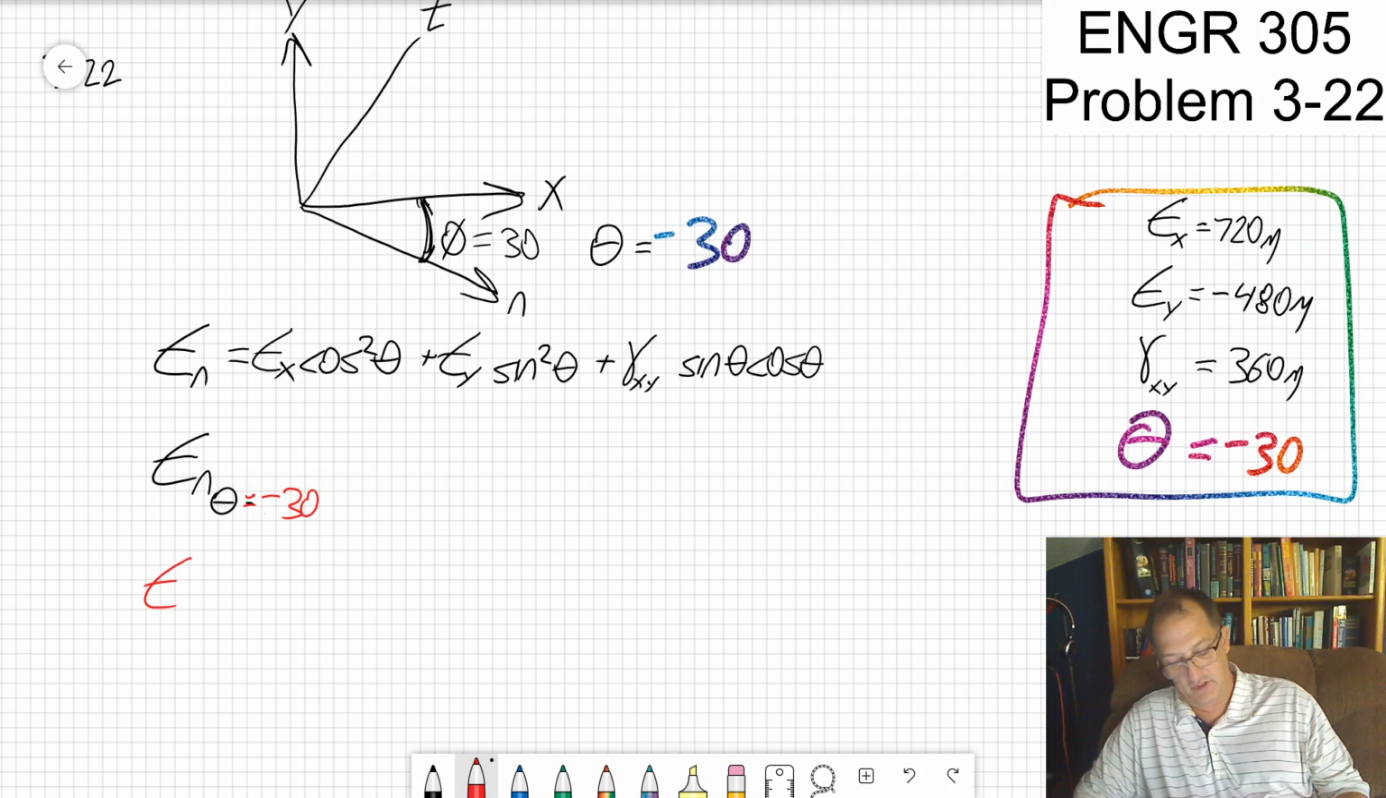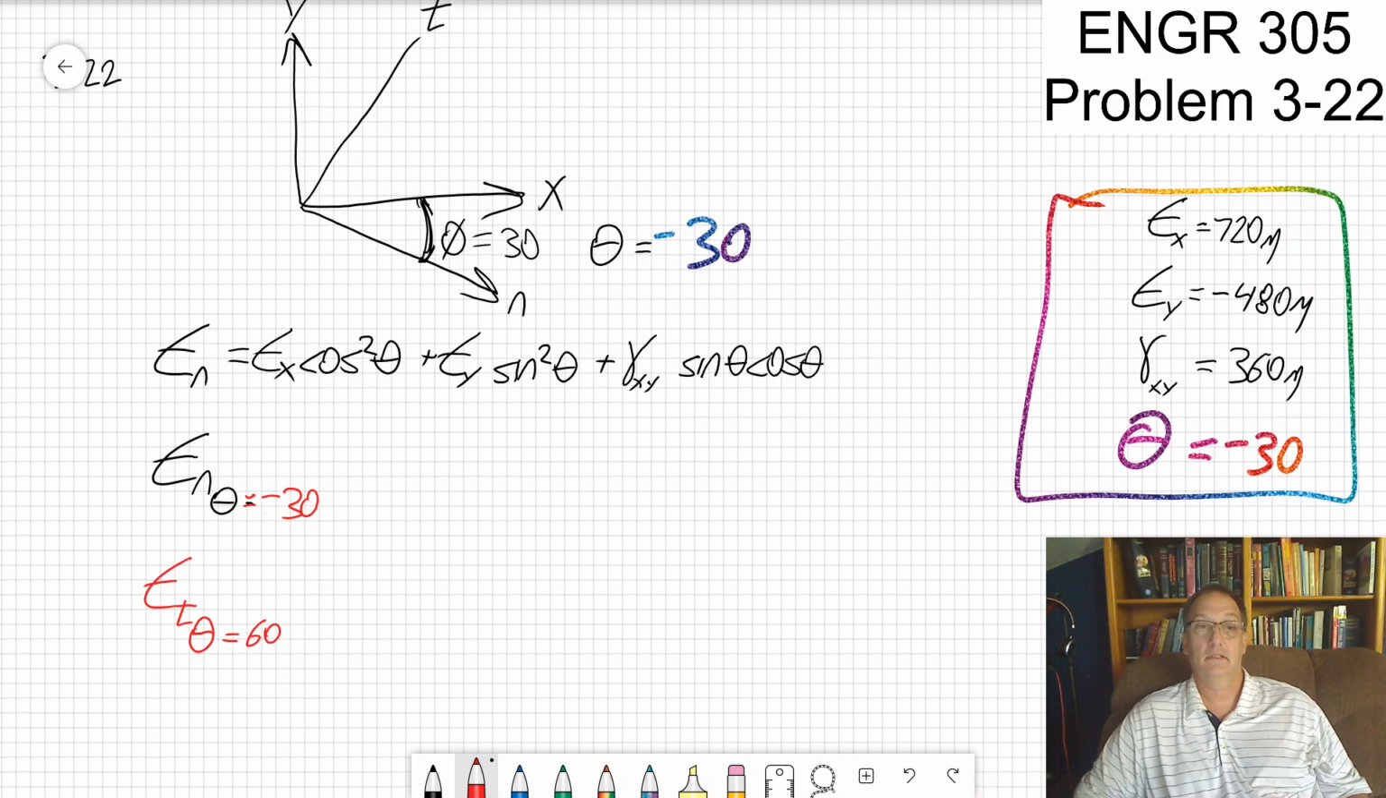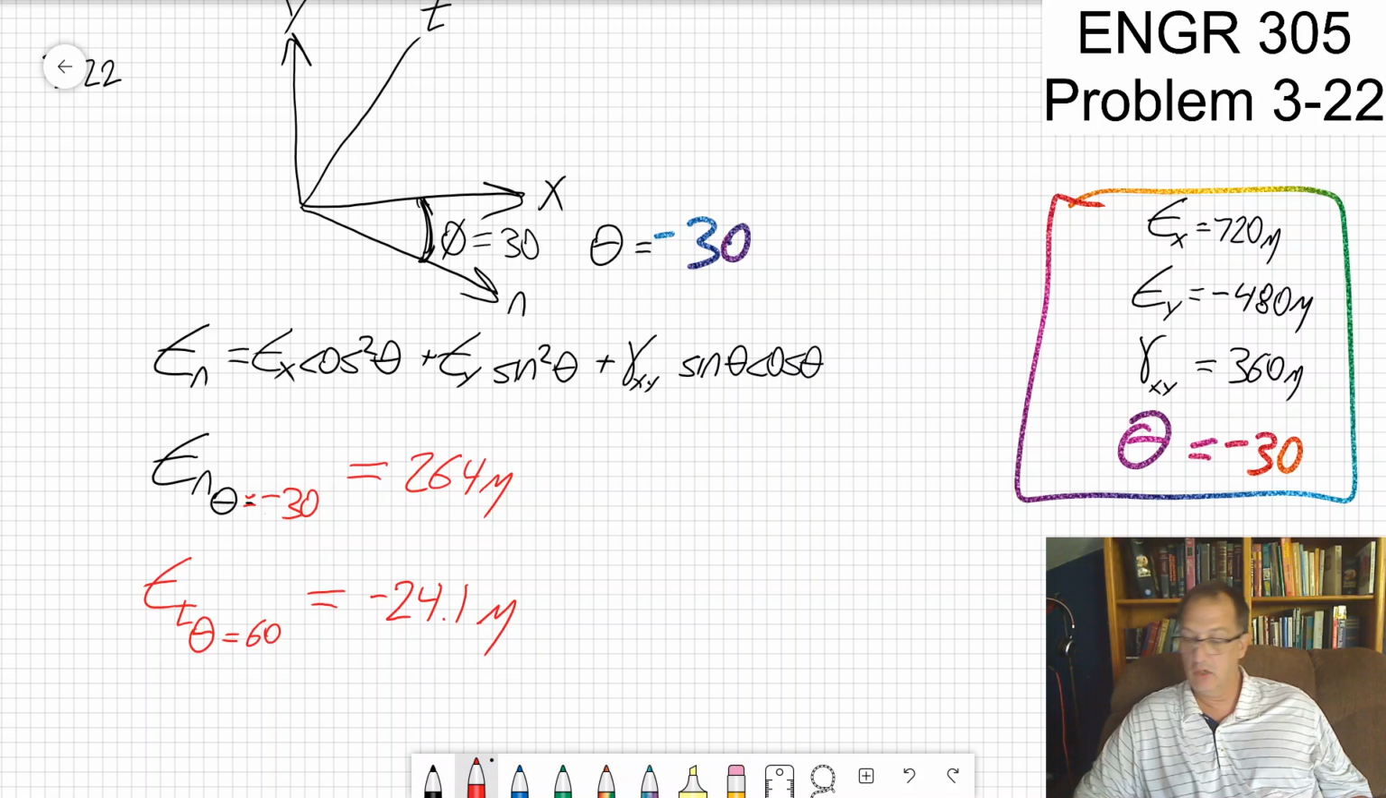If I want the strain in the T direction, that's going to be theta equal to 60, the original theta plus 90 degrees. And then I've got to do one more, my shear strain transformation. I'm not going to do all the math. I'm going to tell you that in the N direction you get 264 micro, and in the T direction you get minus 24.1 micro.